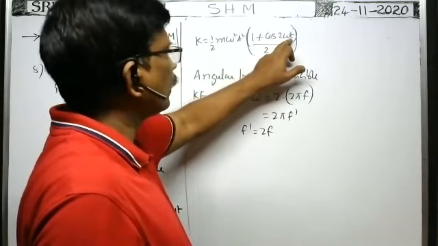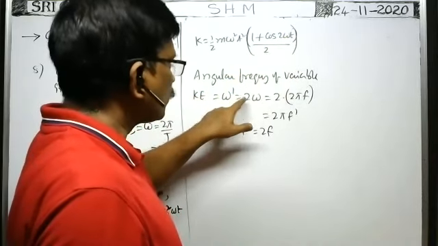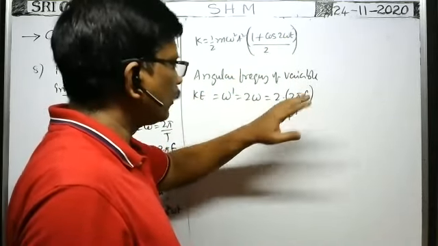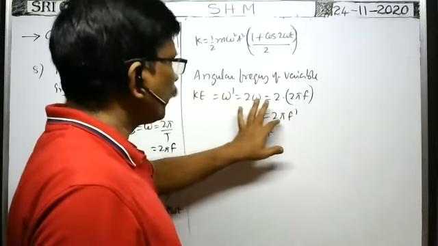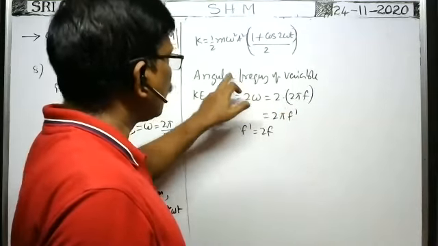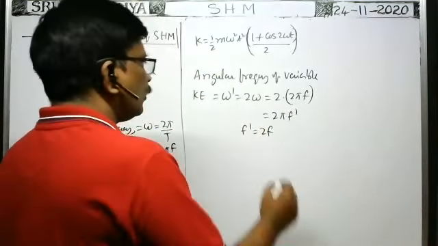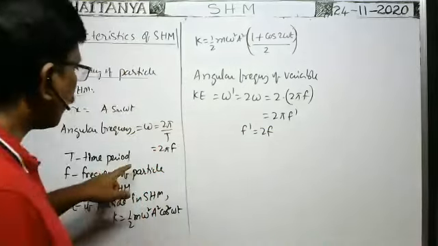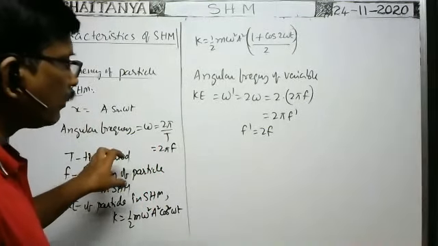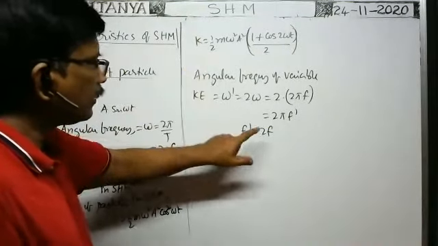Here it should be cos omega dash t. Omega dash equal to 2 omega means 4 pi f came. Actually, omega dash means 2 pi f dash. F dash is the frequency of variable kinetic energy. What did it come out to? Double the frequency of the particle in SHM. That means, compared with the frequency of the particle, the frequency of variable kinetic energy is double.